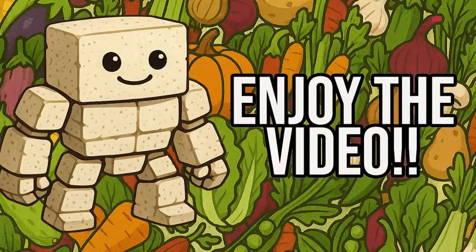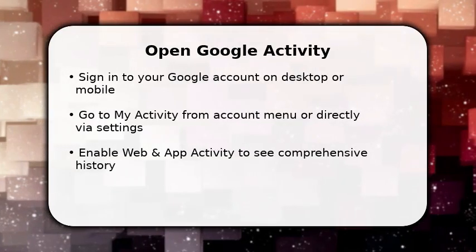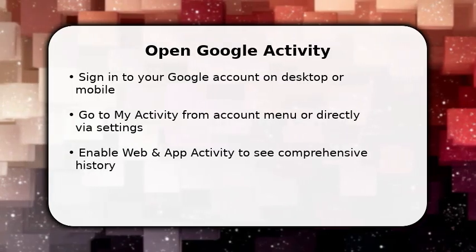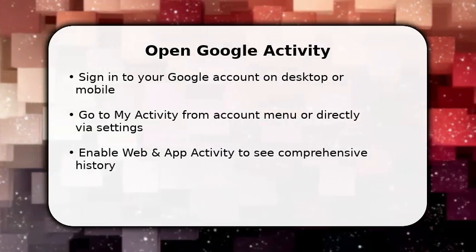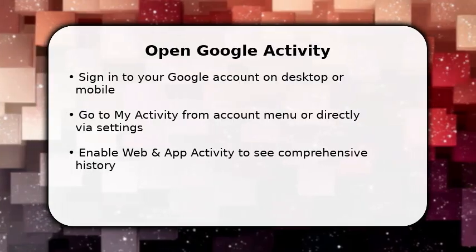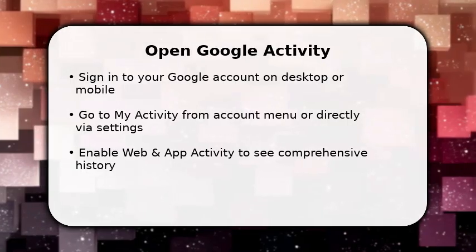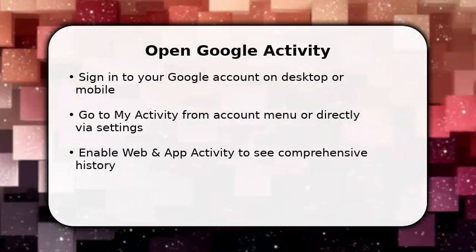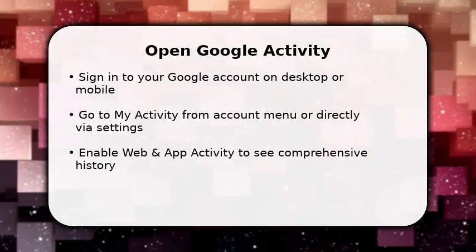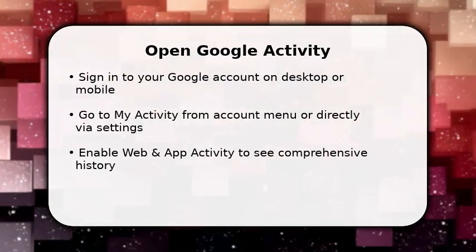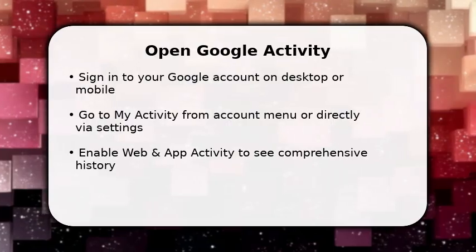Please enjoy the video. You start by opening Google and signing into the account that holds the history you want. Once signed in, go to My Activity and Account Settings. This centralizes searches, browsing, and voice activity. Make sure Web and App Activity is enabled so items are recorded and searchable. If it was off, enable it and wait a moment for new activity to appear.